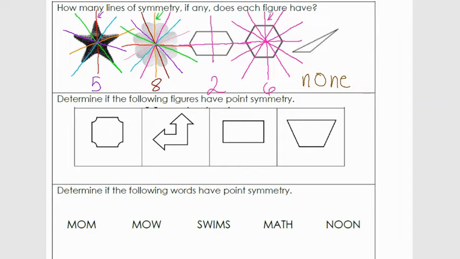Okay, so do these have point symmetry? The next shapes, do they have point symmetry? So remember, we're checking, is there a central point that we can rotate around that if we rotated it 180 degrees about that point, it would lie on top of itself. It would look the same.